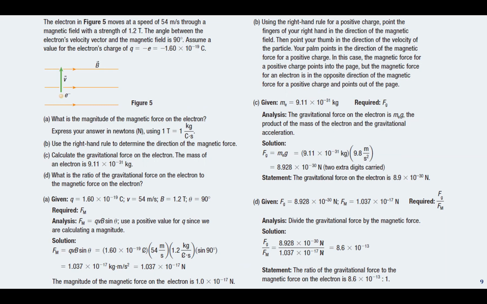So according to the formula, the magnitude of the magnetic force, Fm, equals qvB sine theta. We can find the magnitude of the magnetic force, which is 1.037 times 10 to the power of -17 newtons. Then we can use the right-hand rule for a positive charge to determine the direction of the magnetic force.